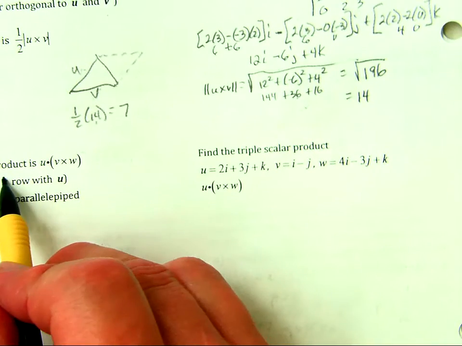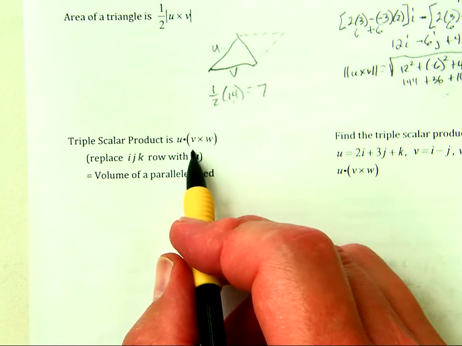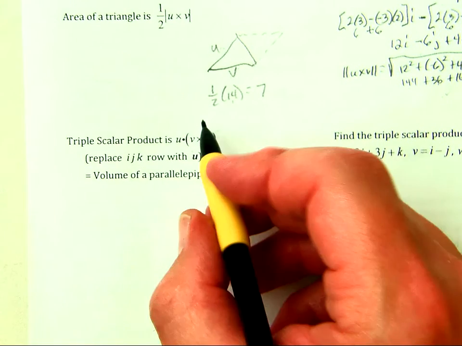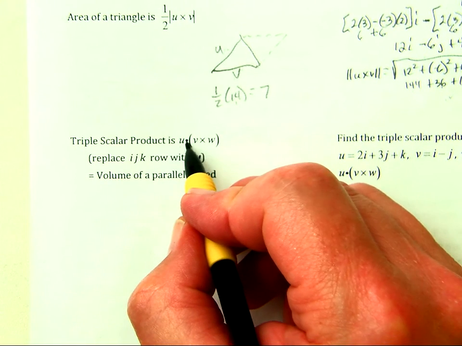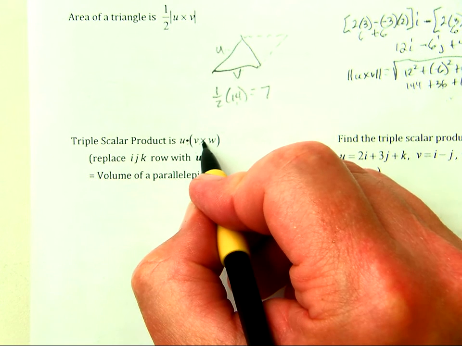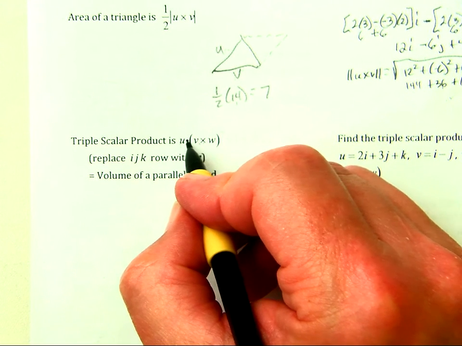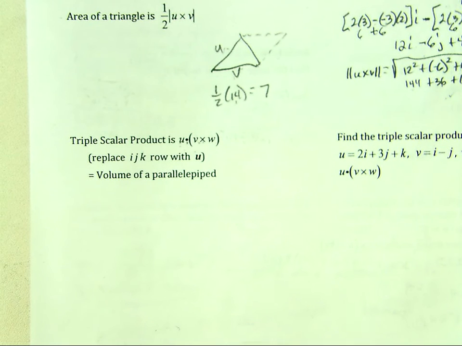Now the last thing is called a triple scalar product. It's quite the name of something. A triple scalar product is U dot V cross W. So it contains a cross product for V cross W and a dot product because you're taking U dot that cross product. So it's a combination of both of those. Now that looks like a lot of work. It's actually not too bad.